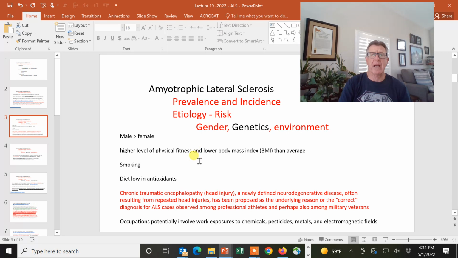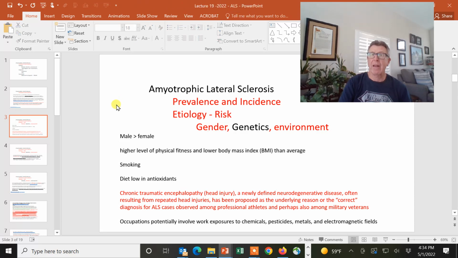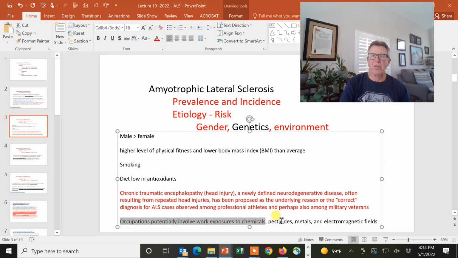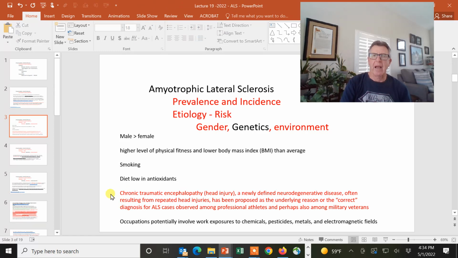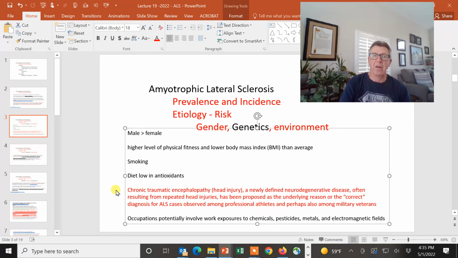So what are we looking at? Okay, risk factors. More men than women. This is an odd one, but people that have high levels of fitness, a smaller BMI, are at higher risk. Smoking, diet low in antioxidants, all the usual suspects in terms of environmental risk factors, and a big one is head injury. So more football players and soccer players get it than people that are not in those sports.